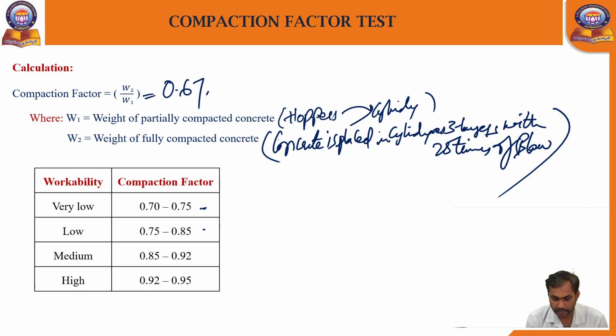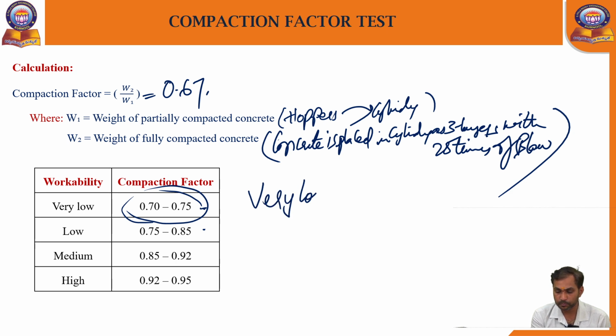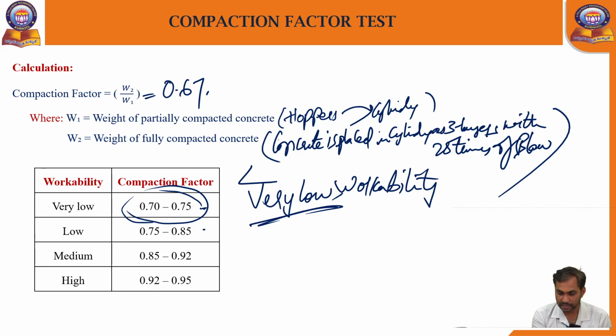It is suited as 0.67 is in between... okay, it is no more. So it will become very low workable concrete. It was not suited, less than the very low. That means very stiff concrete it is.